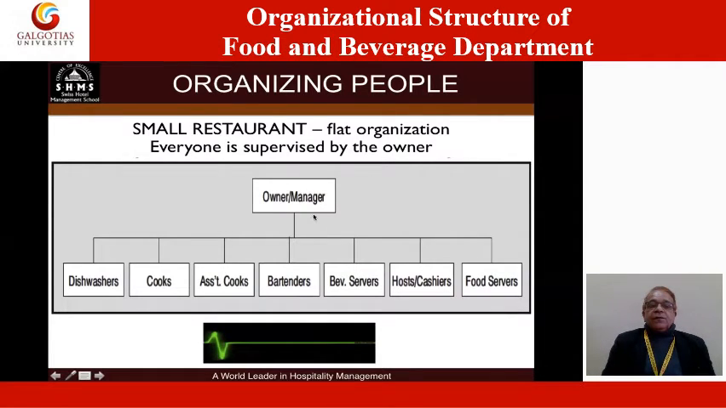Read the indicators very clearly. It is mentioning the owner, the dishwasher, the cooks, the bartenders, the servers, the cashiers. These are all the people who will be working under the manager or the owner in a small restaurant.